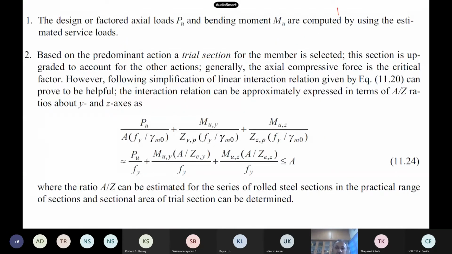So these are the design steps. In the first step, you find out all the design factored loads, and whatever bending moment diagrams, you draw everything. Now you have to assume a trial section. Because these are all compression members with bending, area and section modulus are our design variables. So you have to select a section.